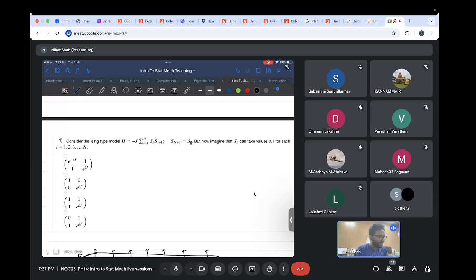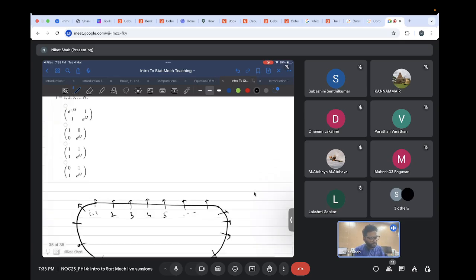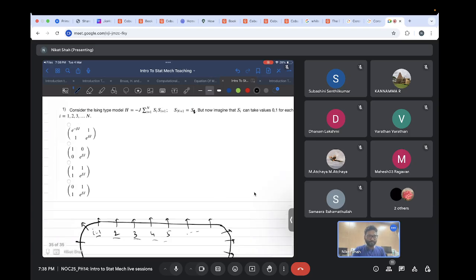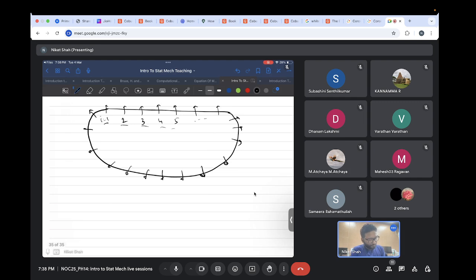Now imagine that Si can take values 0 and 1 for each i. So at each of these points, i equal to 1, 2, 3, 4, 5, your spin has only two values. It has either value 0 or value 1. Okay, they haven't mentioned anything after that, but the idea is to calculate the transfer matrix for this particular Ising model. Okay, so let's go ahead.